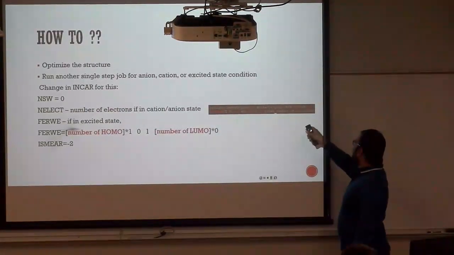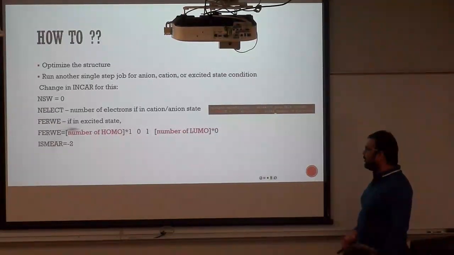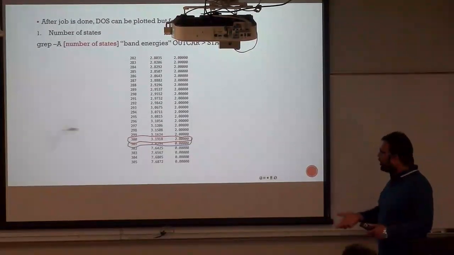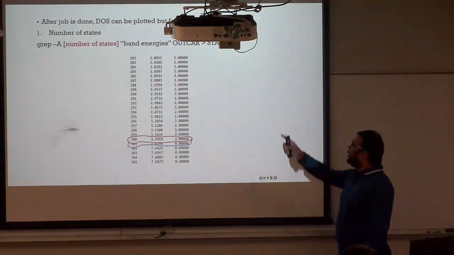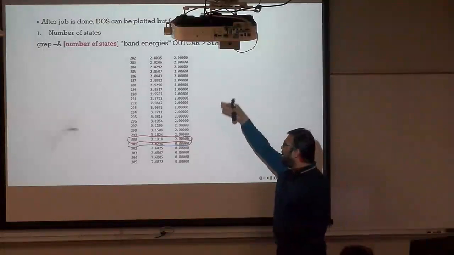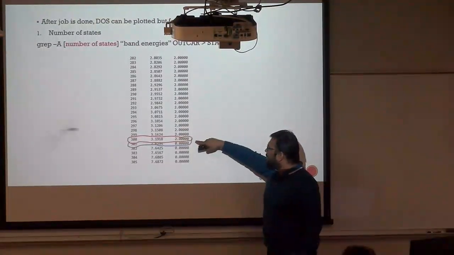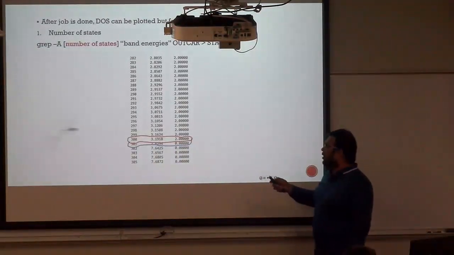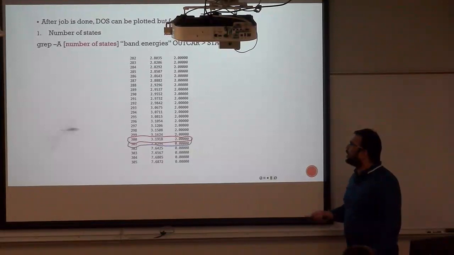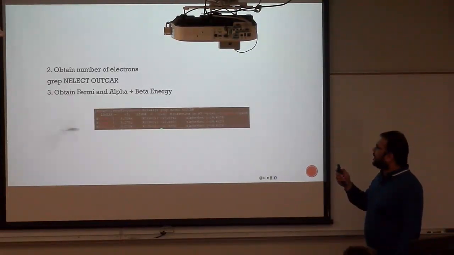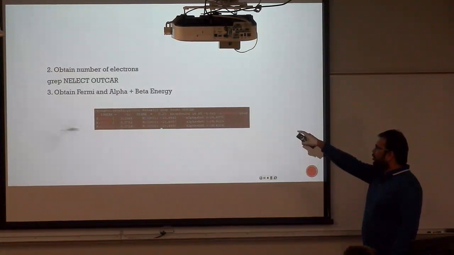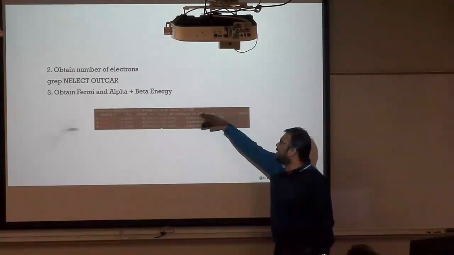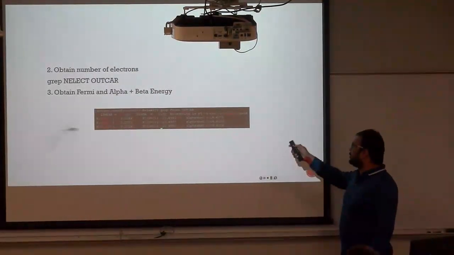With this command, grep NELECT OUTCAR, you can get all this information, and after that you need to get a few more pieces of information for the calculation of density of state. With this command you can get this chart from OUTCAR, and as you can see, at step 300 it's 2, at 301 it's 0. So we can use this value for the later calculation. For obtaining the number of electrons, use that command, and for obtaining the Fermi and alpha beta energy, use this command I have written here, grep Fermi OUTCAR, and you can get this information from OUTCAR.